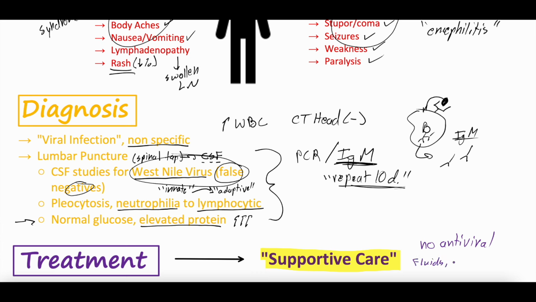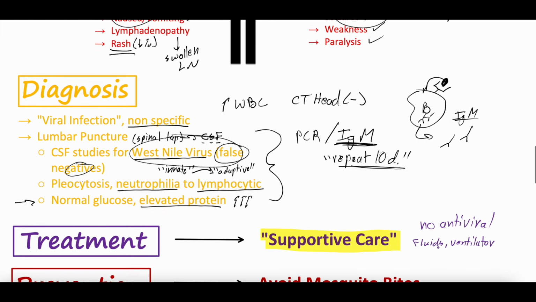If they have respiratory failure, they might need to be on a ventilator. Make sure they have appropriate electrolytes, nutrition, and you support their body while their own body tries to fight off this infection. This is why neuroinvasive disease can be so severe, because there's no way for us to actually treat the virus itself. All we can do is support the body while the body fights off the virus.